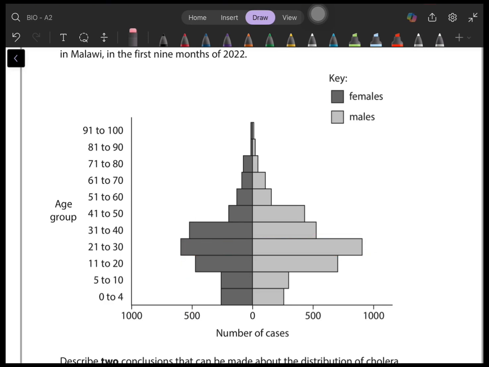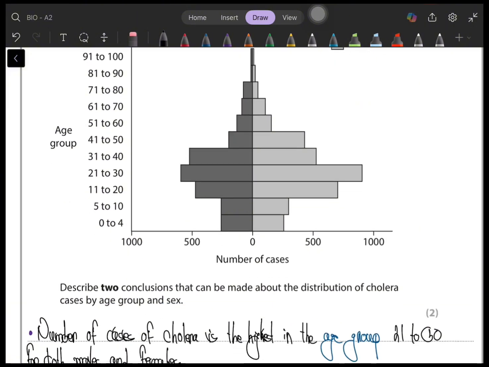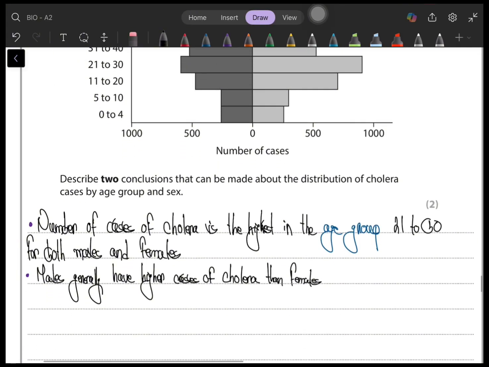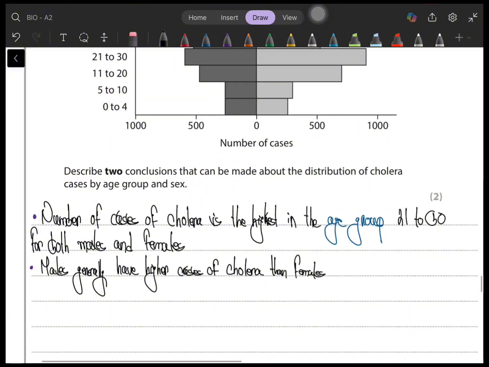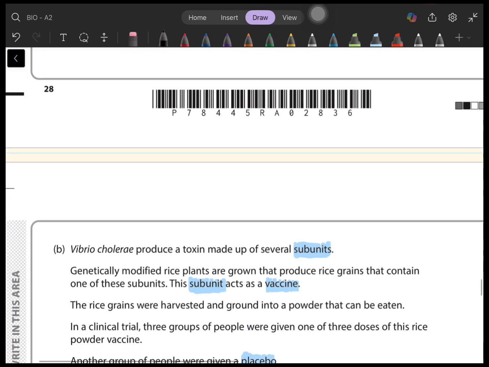So these were two of the observations that I could make from the graph. So, all right, make conclusions, right? So this is what I've basically said at this point. The number of cholera cases is the highest in the age group of 21 to 30 for both males and females, and males generally have higher cases of cholera than females, right? Let's just move on.